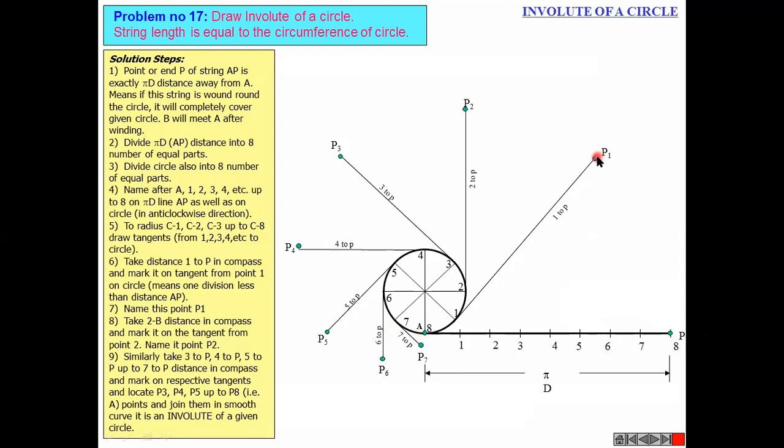Okay, so what we got? We got the locus, the collection of points P1, 2, 3, 4, 5, 6, 7 and 8. This is the way this point will travel with this circle, like this. This is our curve, the required curve. Fine.